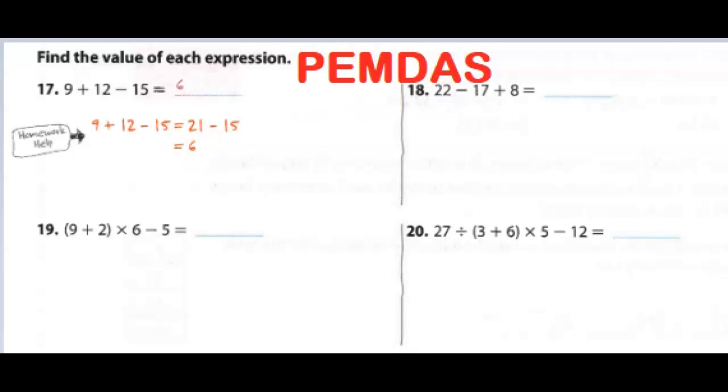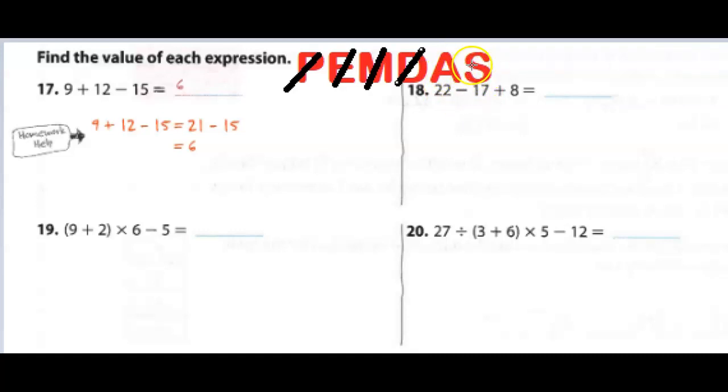So I'm going to check. Do I have any parentheses? No. And I can mark it off as I go, right? Do I have any exponents? No. Do I have multiplication or division? No. Do I have adding or subtraction? I do. But which one comes first?